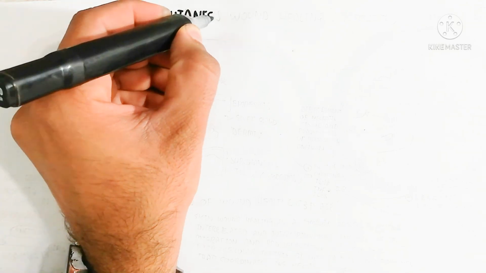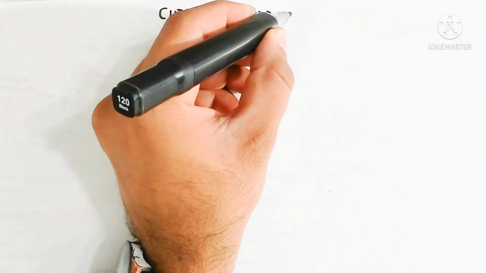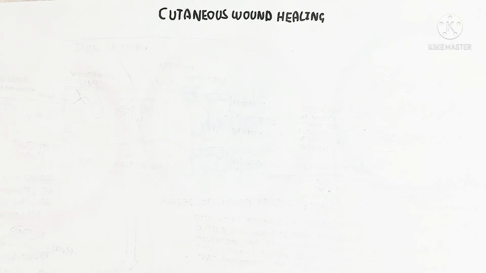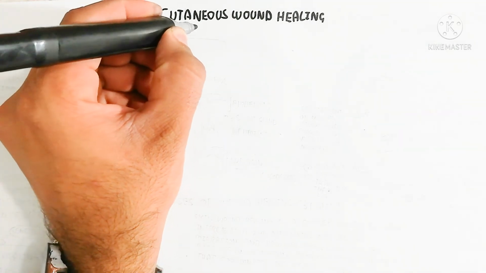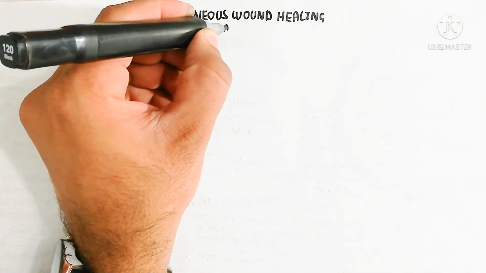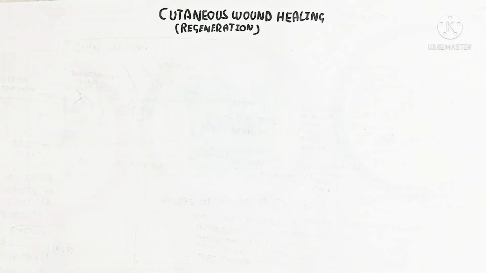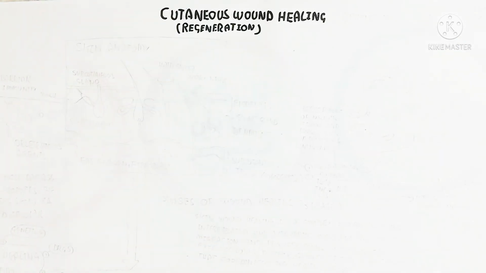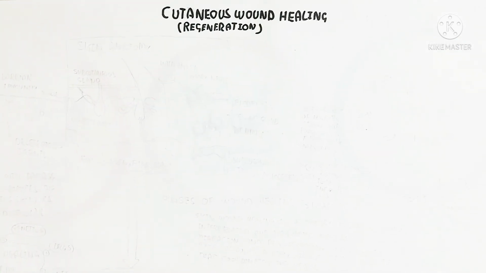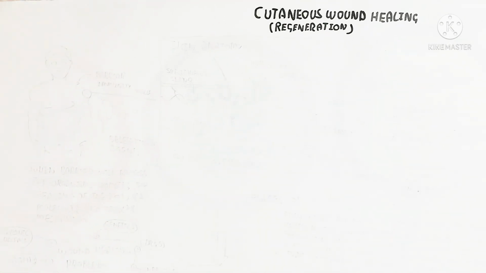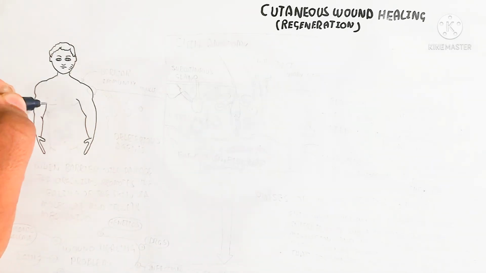Hello, in this video we will discuss cutaneous wound healing, that is, what happens during injury of the skin. The regeneration will occur due to mitosis, the cell division, as well as the clotting system. We will discuss blood clotting, scar tissue formation, collagen, fibrin, etc. So let's begin to understand.